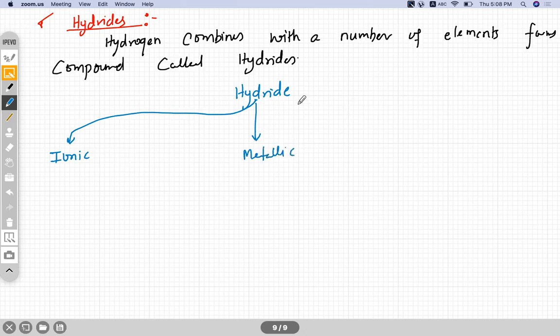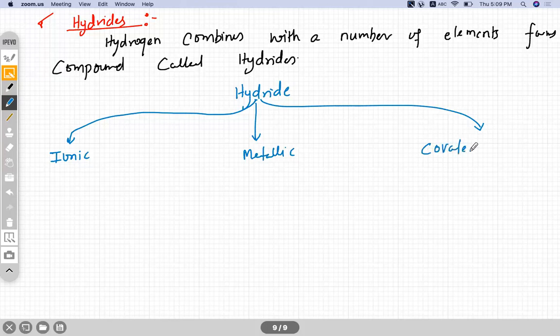Metallic hydride. And the third one is molecular hydride or covalent hydride. These three types of hydrides we have. Now, if you try to recall the entire periodic table from left to right, S block elements form this type of hydrides, ionic.